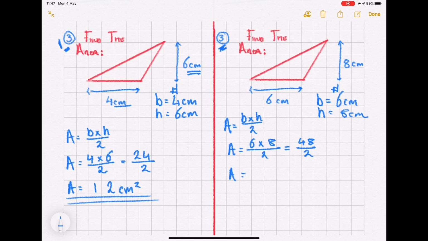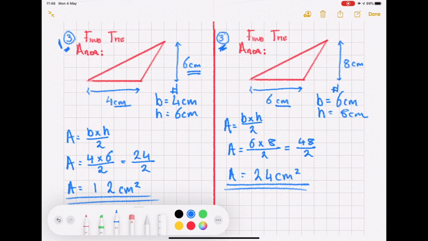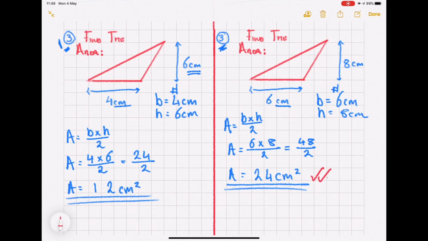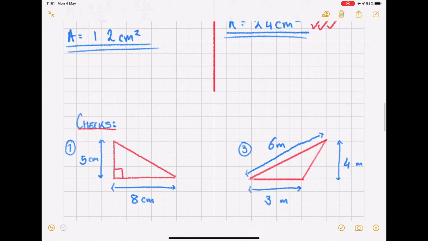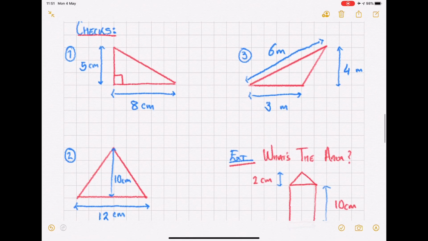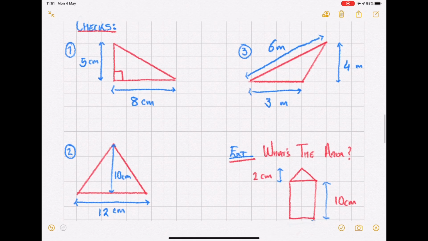We've done our top multiplication. Now let's do our division. So 48 divided by 2 is 24. So area equals 24 centimetres squared. Centimetres because we're working in centimetres, and squared because we're working with area. So your final answer should be 24 centimetres squared. If you got that, fantastic. Give yourself some ticks. Well done.